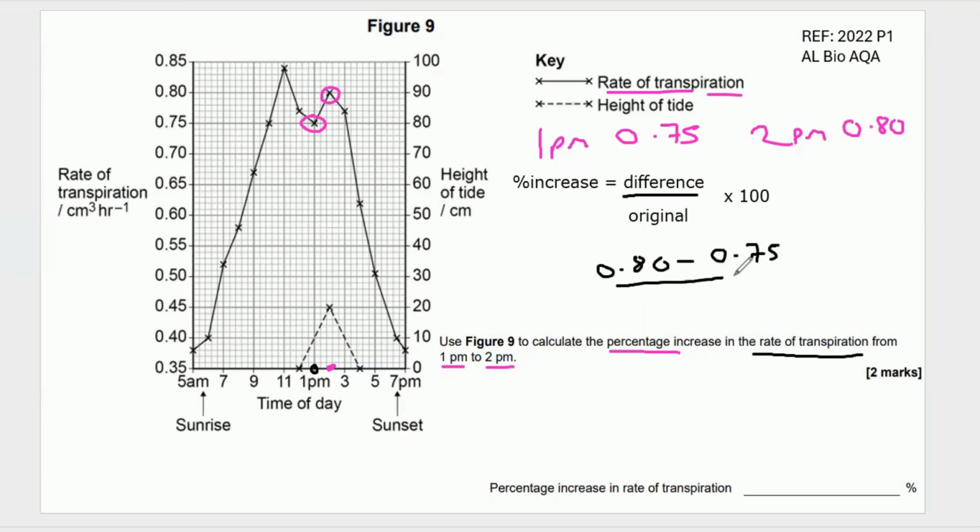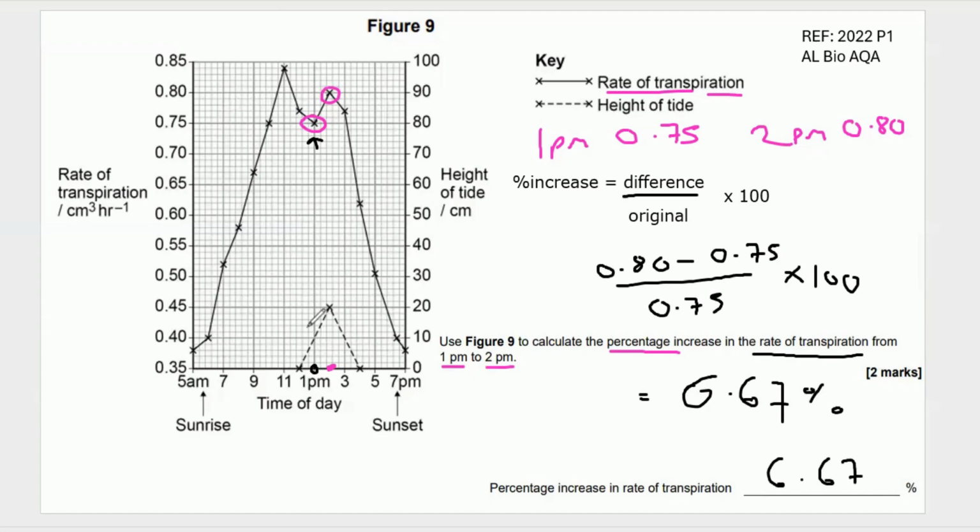Let's have a little look. So we've got 0.05, and we're doing that over the top of 0.75. We want to turn it into a percentage, so we need to times by 100. Now, it hasn't asked us to do it to 1 decimal place or 2 decimal places or anything like that, and I got 6.67. There we go.